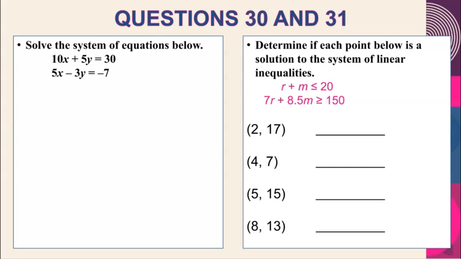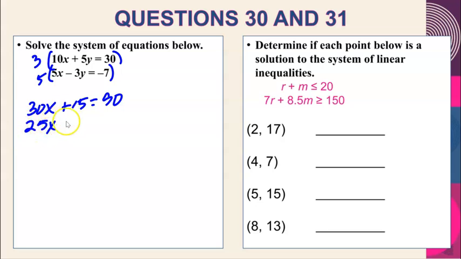Question 30, solve the system of equations below. Again, you can either use elimination or substitution. This one, since it's in standard form, I'm going to use elimination. And I'm going to eliminate the y's because the y's have opposite signs, and the common multiple of 3 and 5 is 15. So I'm going to multiply the top one by 3 and the bottom one by 5. So this is going to give us 30x plus 15y equals 90. And then I have 25x minus 15y is equal to a negative 35.